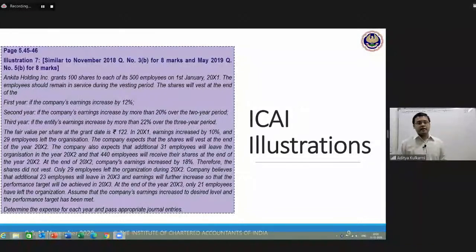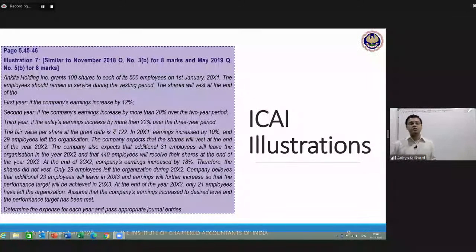In X1, the earnings increased by 10%. All right. What is the requirement for the first year? 12%. But the earnings have increased only by 10%. So have the options vested at the end of the first year? The answer is no. And 29 employees left the organization.